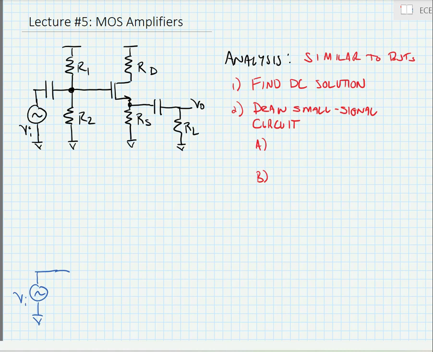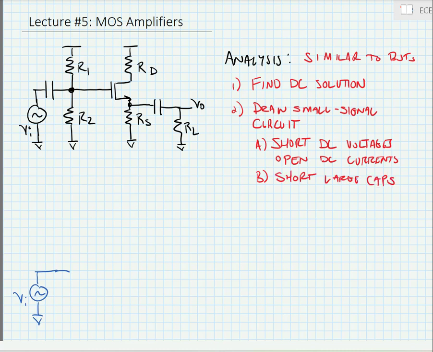And in doing so, we're going to short any AC voltage source and short any DC voltage source and open any DC current source. And finally, if we have any capacitors in our circuit that are large, we're going to short all those large capacitors.